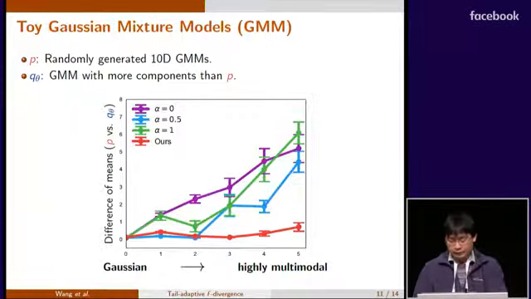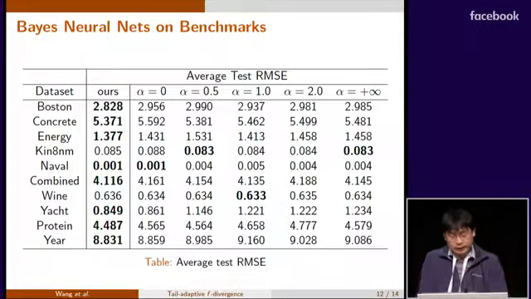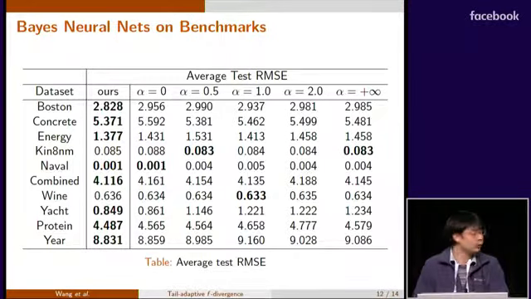we find the standard algorithms don't work as well as our method. Here we have more experiments on Bayesian networks, and we find our method performs much better than any fixed value of alpha. And we can see that there's no single alpha that outperforms all the algorithms.